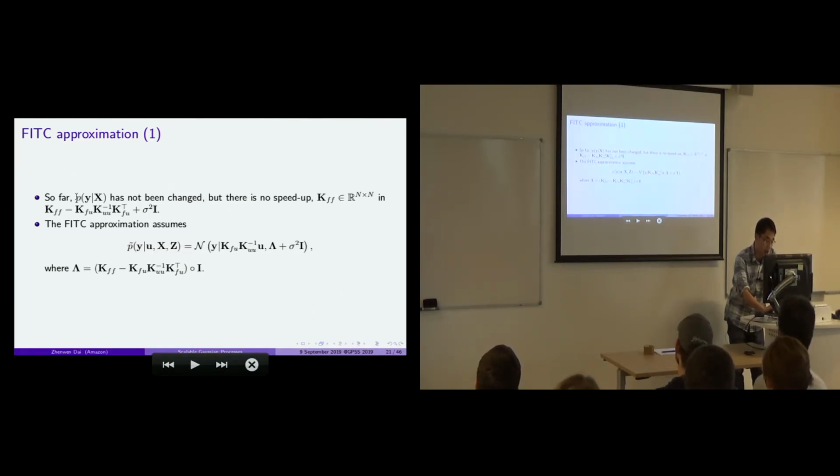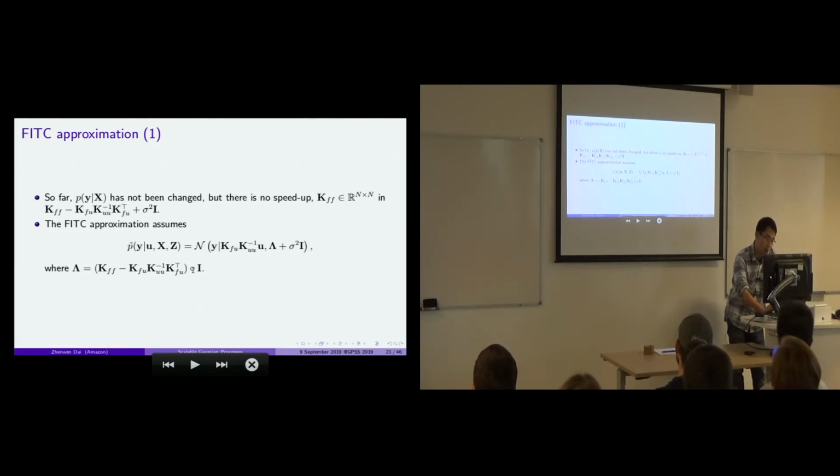The original distribution of P of Y given U is not a full rank covariance matrix. It's because of the KFF component. This is low rank, this is diagonal, this is full rank. To make it computationally efficient, what they do is they make these two components diagonal. So they basically took a diagonal covariance matrix from this covariance matrix.